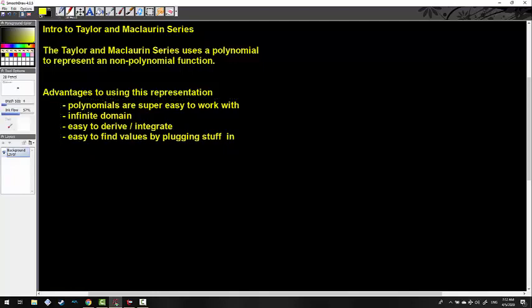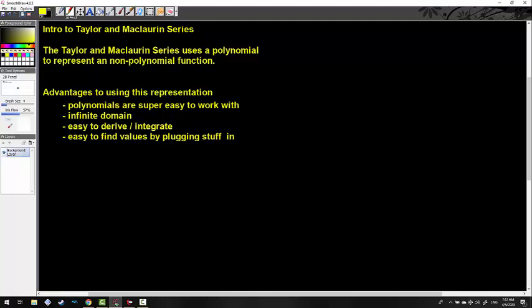To summarize, polynomials are super easy to work with. It's because they have an infinite domain, and they're easy to integrate and derive, and they're really easy to find values by plugging stuff in. Unlike, like an e to the x, and I know e to the x is super easy to derive and integrate, but plugging stuff in and finding values is a little harder, especially if I wanted you to find a value without using a calculator or something like that. But yeah, so the advantages of using this are pretty easy.